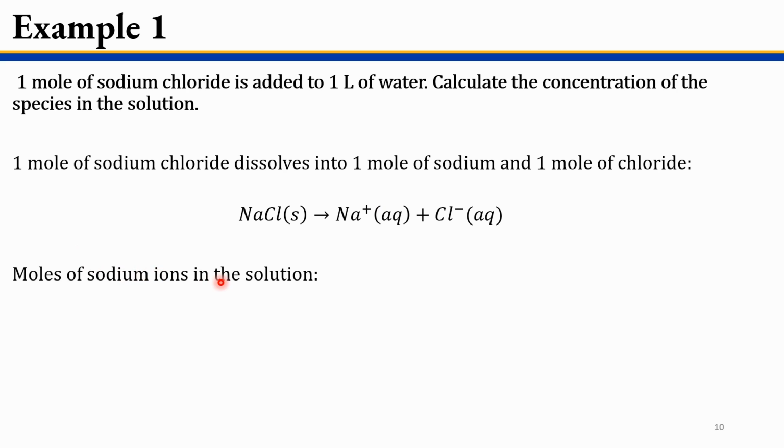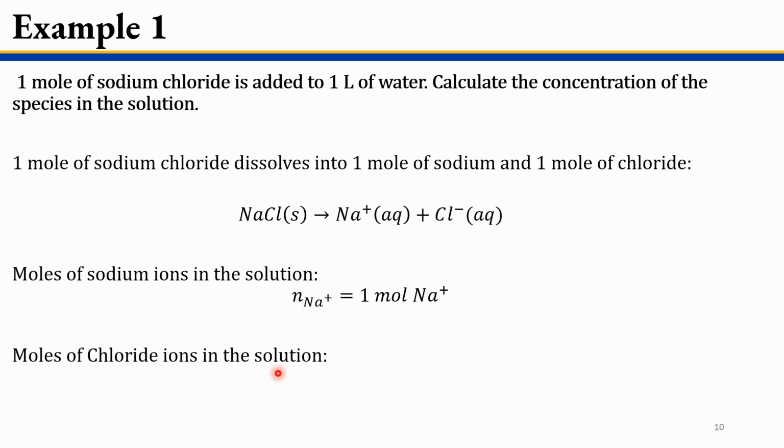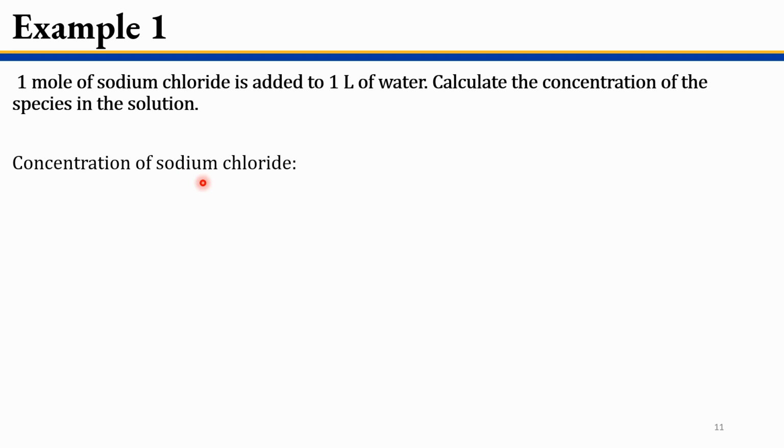The moles of sodium ions in the solution is given by n sub Na+, so n stands for the number of moles, and that's just going to be 1 mole of sodium. And the moles of chloride ions in the solution, n sub Cl-, the number of moles of chloride, is also 1 mole. So the concentration of sodium chloride, so we're going to write brackets around the sodium chloride, that will tell us the concentration. So we have 1 mole of sodium chloride divided by 1 liter of solution. That's just 1 molar sodium chloride.